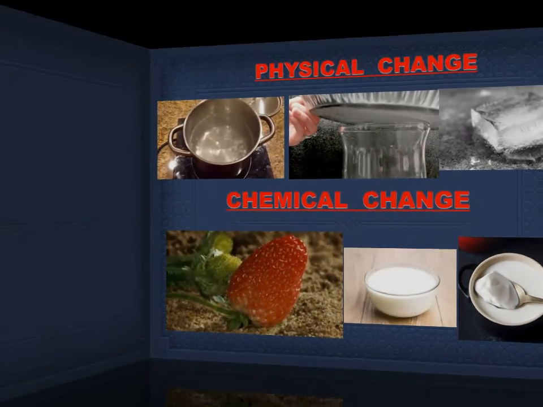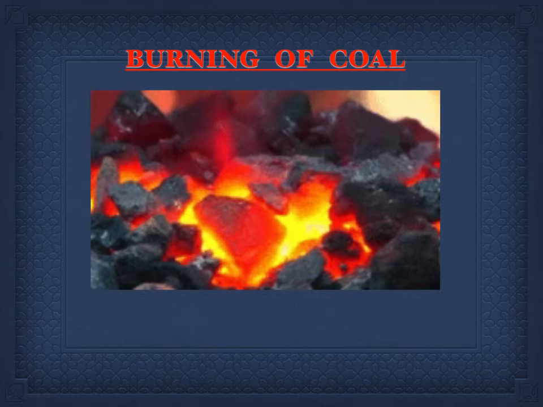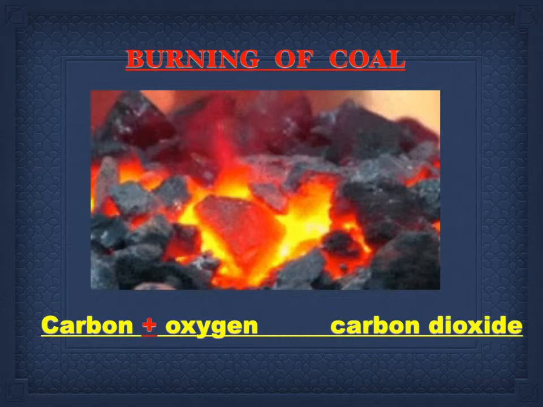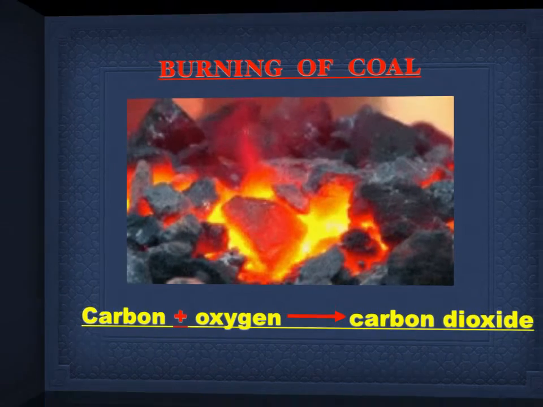Now let's see an example. Combustion of coal or burning of coal. Formation of carbon dioxide gas by combustion of coal in air is a chemical reaction. In this reaction, carbon reacts with oxygen, forming carbon dioxide gas. So, a chemical reaction is represented by writing a chemical equation.